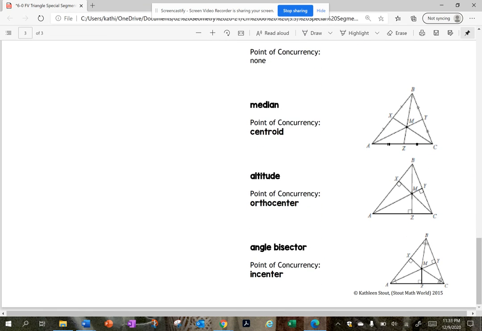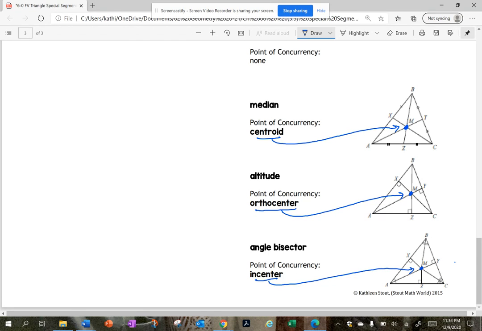My median, when I draw all my medians on, the point that all the medians meet is called the centroid. The point of concurrency for an altitude is called an orthocenter. And the point of concurrency of an angle bisector is called an incenter. Okay, that's all for today.